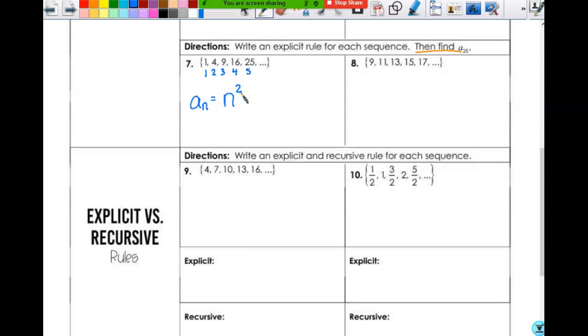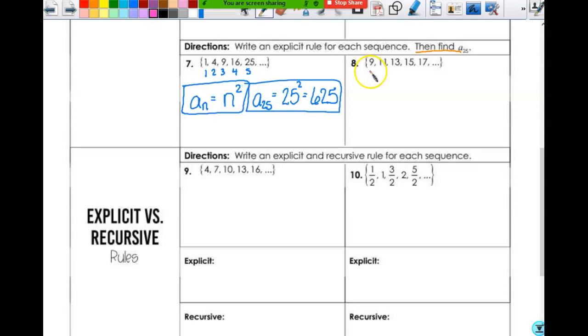And then I'm supposed to find a sub 25. That means that would be 25 squared. What's 25 squared? 625. Thank you. That is one we should know. There are my two answers there. Okay. We good? So let's look at number 8.